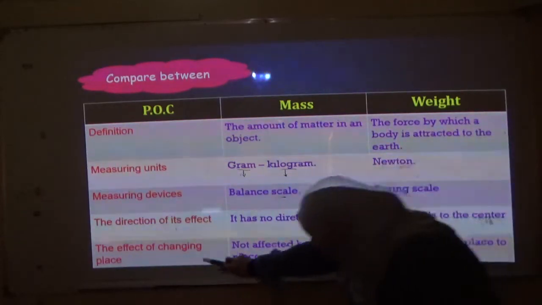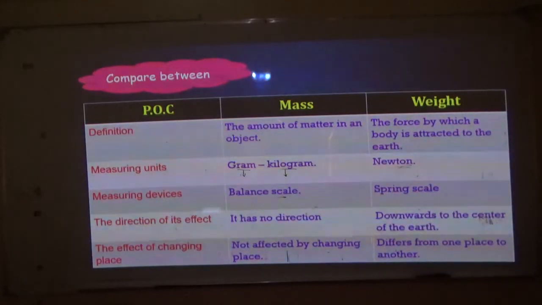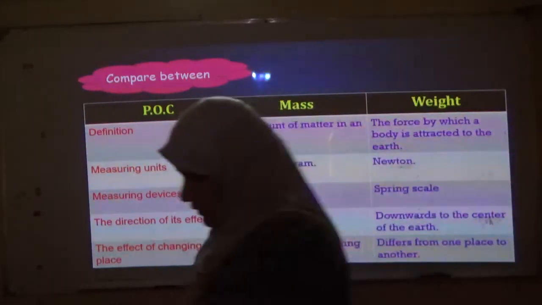The effect of changing place: what may happen to the mass and the weight if we change the place? We know that mass is not changed by changing place. The mass is a fixed, stable value. But the weight is different from one place to another. The weight of my body on the earth is not equal to the weight of my body on the moon, or on any other planet. So the weight is different from one place to another, and this is the answer to this question.